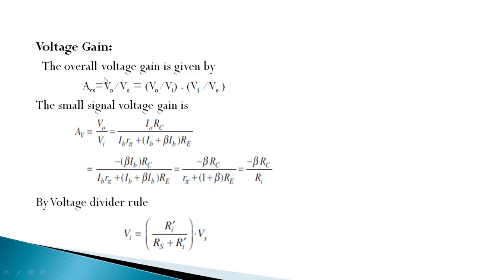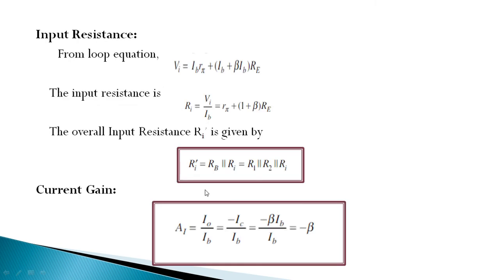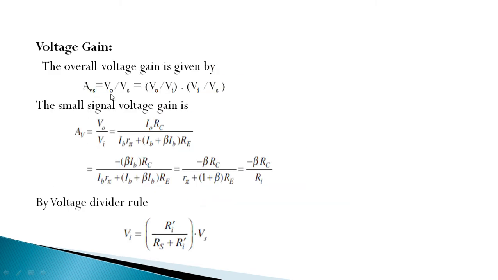Next, we'll find the voltage gain of a common emitter amplifier circuit. The voltage gain is given by the formula output voltage divided by input voltage, or we can split this as V naught divided by Vi into Vi divided by Vs. So first we are going to find the equation for V naught by Vi, then we are going to find the equation for Vi by Vs, then the overall voltage gain can be found as V naught divided by Vs.